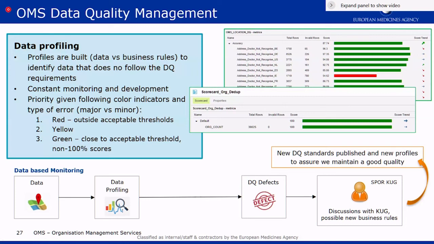Now, another scorecard that we have is on organization duplicates. This is one of those that we monitor daily. We go into our system, we rerun all these scorecards, and we try to keep an eye on them, especially on duplicates, because it's a major error. If we identify any, we need to capture them and correct them immediately.